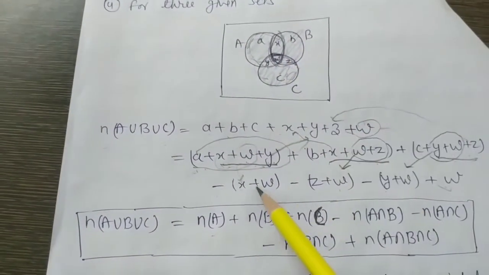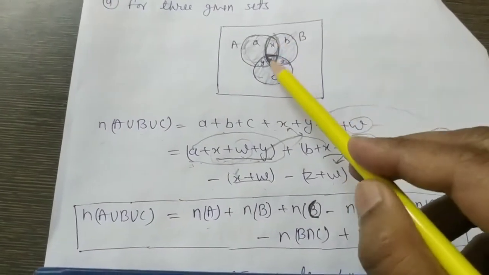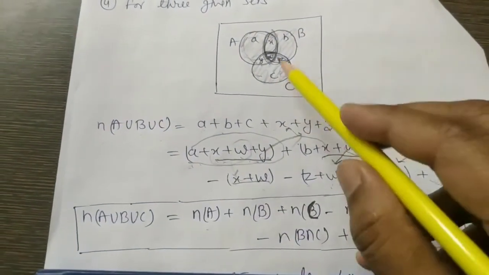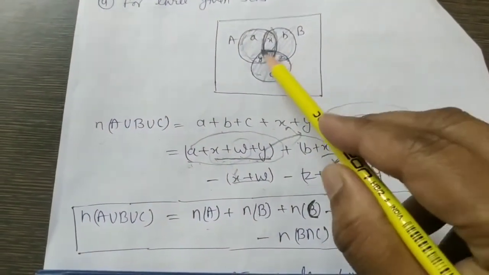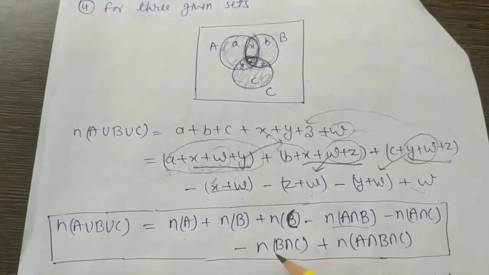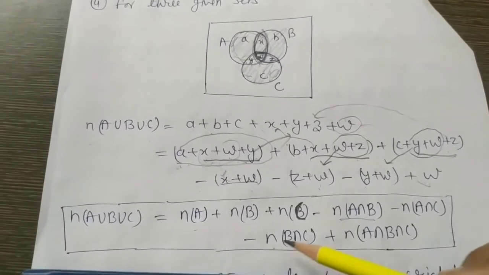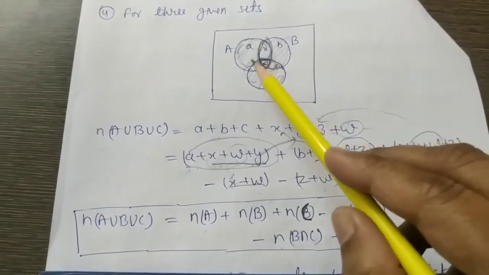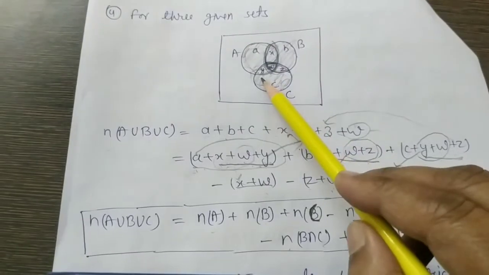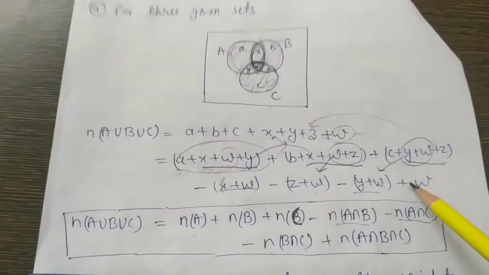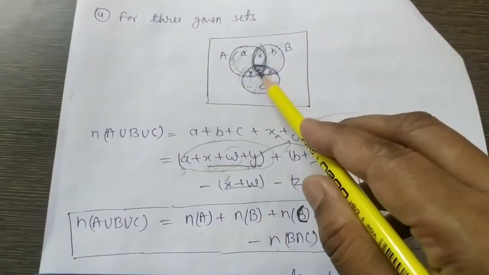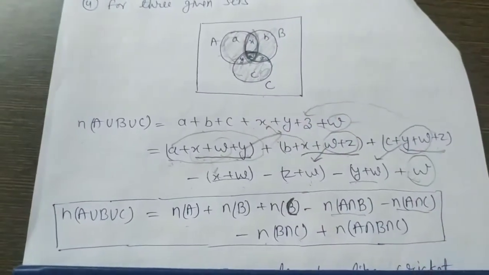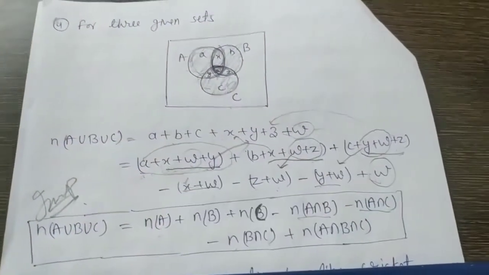Now X plus W is showing this is a common part between A and B. It means this is A intersection B. Z plus W means common part between B and C. It is number of element in B intersection C. This Y plus W is showing common part between A and C. It means it is number of element in A intersection C. Now this W. W is common part between A, B and C. It means W is number of element in A intersection B intersection C. This is also important formula to solve practical problems.